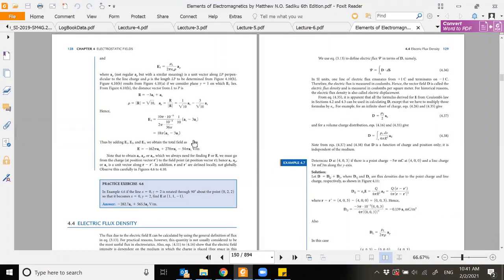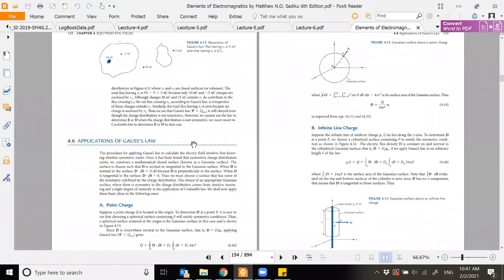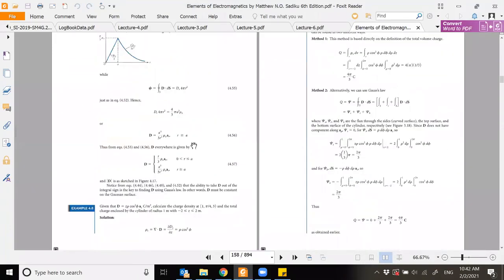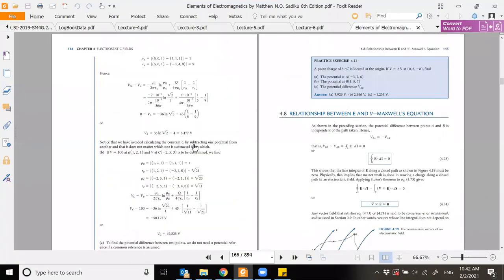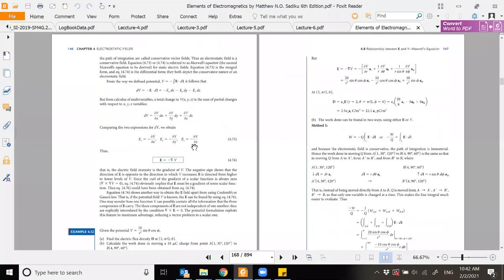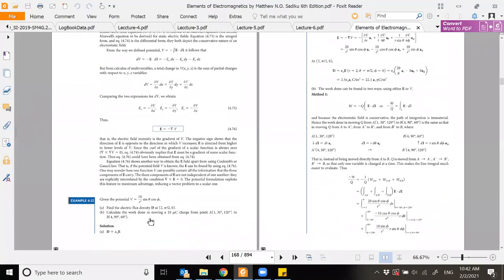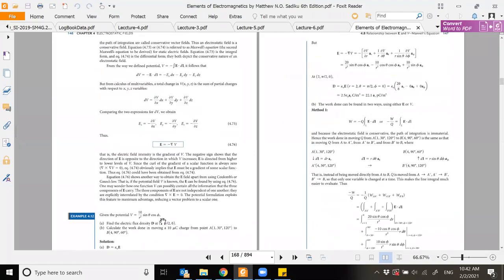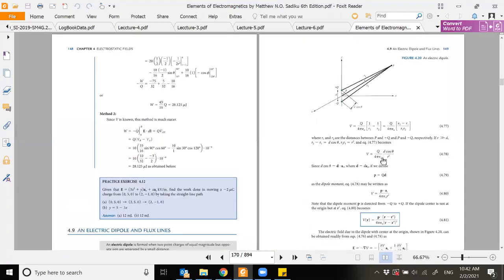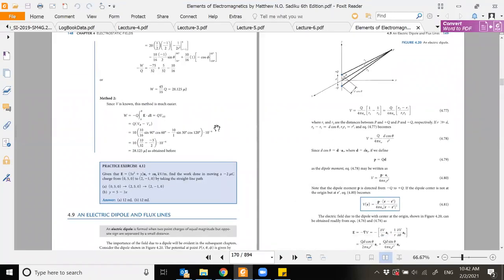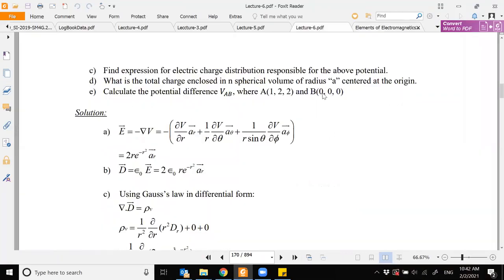So please try to practice these examples from the textbook. The textbook already has several examples, and then you can go to the exercise examples and also our homeworks which we are providing. Okay, this is another example where a potential is given to you, and you need to find the electric flux density and several other things. He is showing you two methods, method 1 and method 2. So try to make use of these examples and then try to solve it.